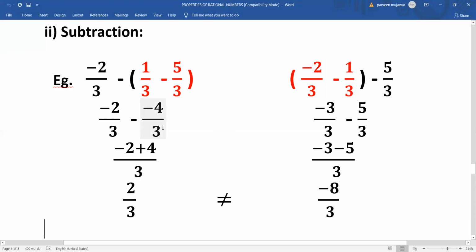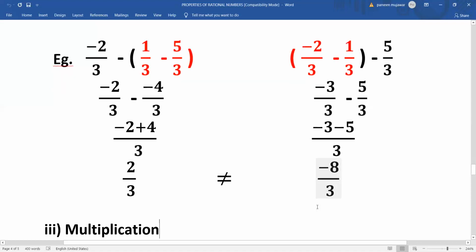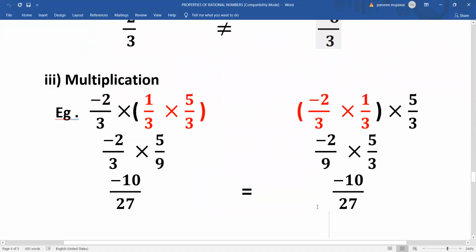So when we solve this, we get 2 upon 3 on the left hand side and we get minus 8 upon 3 on the right hand side. Are they equal? No, they are not equal. So it is not associative for subtraction.